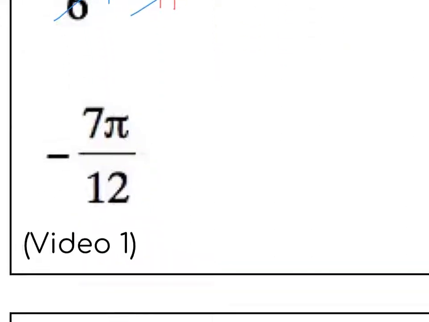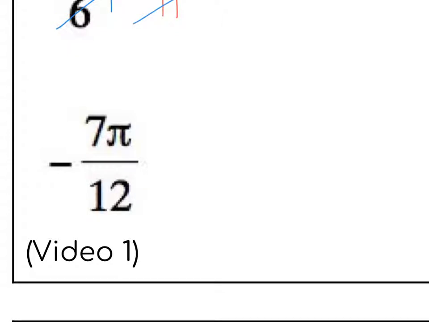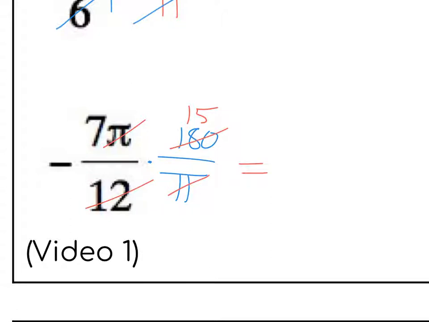For the next one, you got negative 7 pi over 12. Same idea. We need to multiply by pi on the bottom to get rid of the pi. 180 on top. My pi's cancel out. And 180 divided by 12 is going to be 15. So I can cancel those as well. Here we've got negative 7 times 15 is negative 105 degrees.